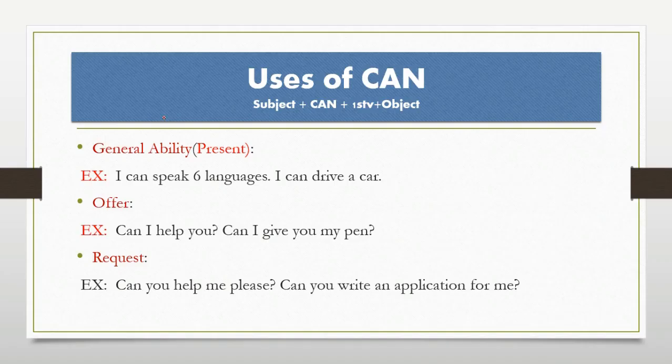So the first one that we have is uses of can. What are the uses of can? It is used for general ability, for offer, for request, and for possibility. I haven't written possibility, but it is also used for possibility.